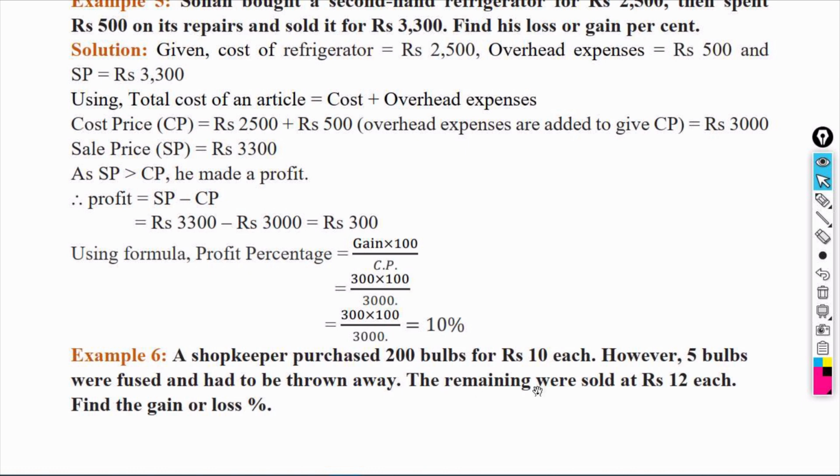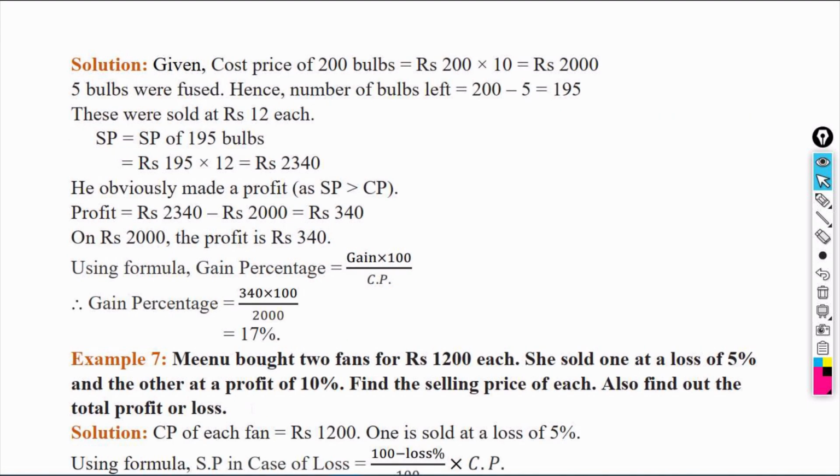The remaining were, that means how many bulbs are remaining? Total 200 bulbs, and 200 minus 5. Remaining were sold at rupees 12 each. Find the gain or loss percent. Very good question. Let us see. Then total 200 bulbs are there, and for 200 bulbs he has paid 200 into rupees 10, that is rupees 2000.